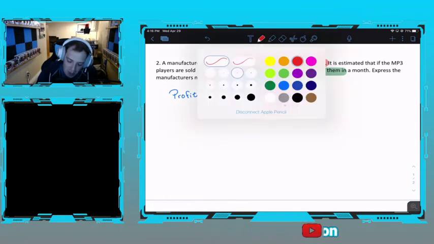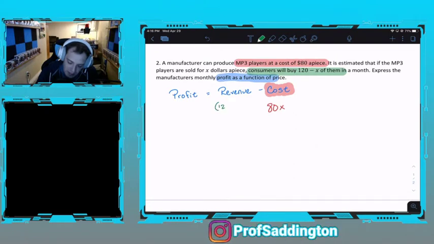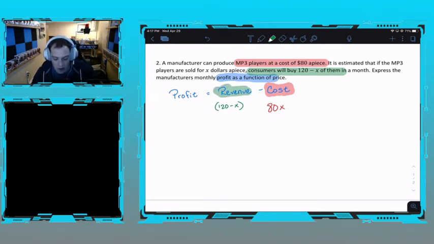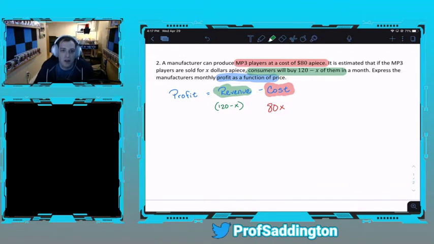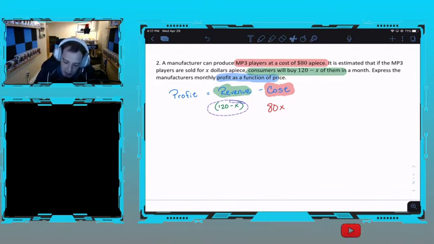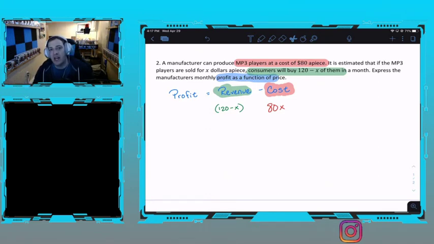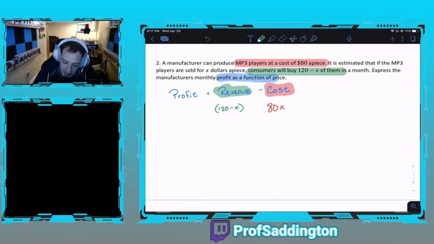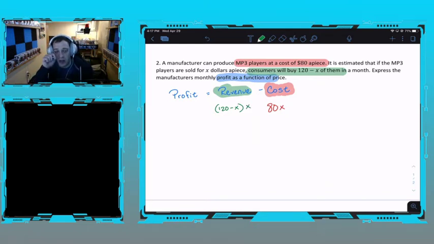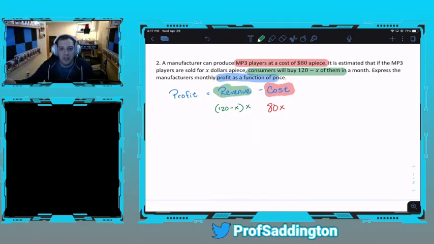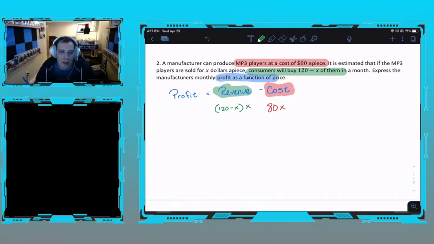So they're buying 120, and I'm putting it in parentheses on purpose, 120 minus X. Now, again, this is representing how much they will pay for it. We also have to multiply it by how many are actually bought. So I also have to put a little X after it. Kind of similar to what we just did with cost. It's $80 a piece, so we had to put X after the 80. Just like revenue, I have to do the same thing because we don't know how many we sold.